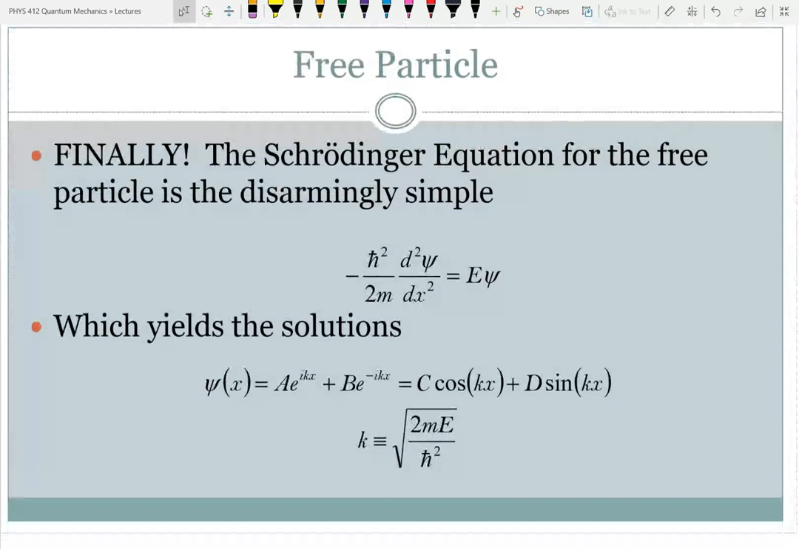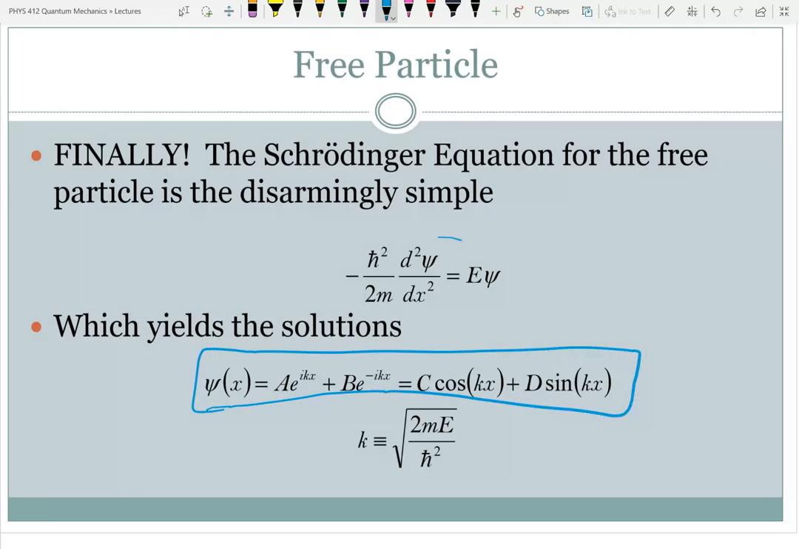So we started with this last class period. For the free particle, the Schrodinger equation, potential energy is 0, so the Schrodinger equation is very simple. And that's a second order linear differential equation, which gives us a solution of this, where K is square root of 2mE over h bar squared. So that's the solution for a free particle. And this free particle equation cannot be normalized. In quantum mechanics, is that a problem?